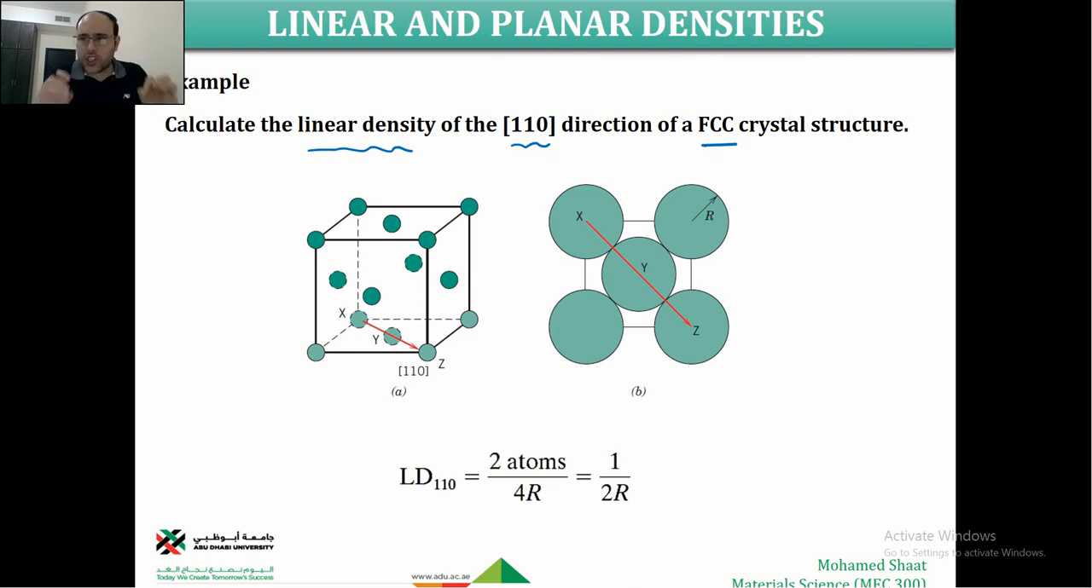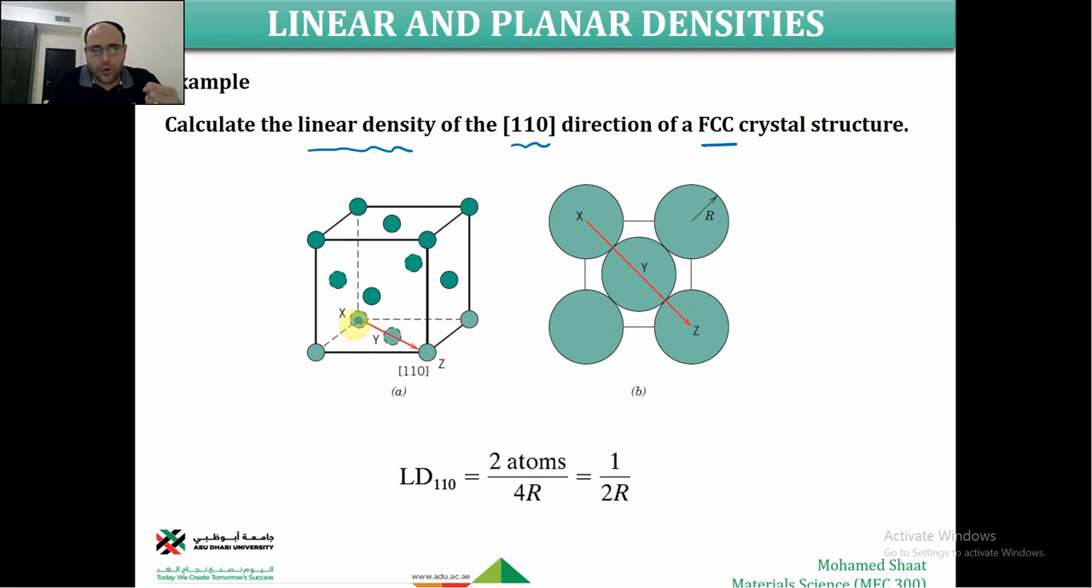So how can we calculate it? First, you should consider an FCC crystal structure. So this is the FCC crystal structure. This is the first step. The second step is just to identify or draw this direction. This direction is the 1, 1, 0 direction. How can we draw a direction, as we explained over the last video? You should start from the 0 point. Assume that this is the 0 point. And it is 1, 1, 0.